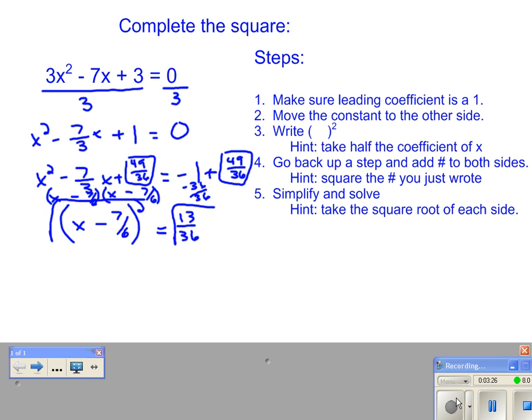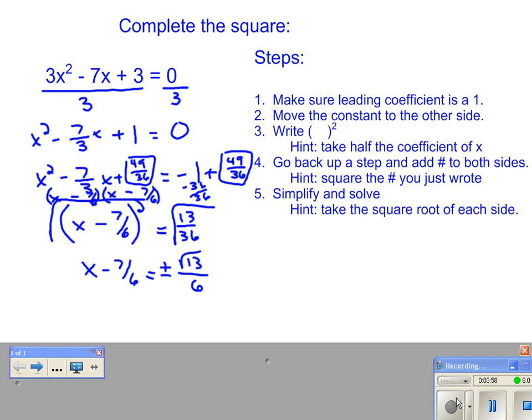On the left, the square root of x minus 7/6 quantity squared is x minus 7/6. On the right, when you take the square root, you know you're getting two answers because it's a squared. So we're going to have positive and negative. The square root of 13 you can't break down at all, but the square root of 36 is 6. Again, if you had a decimal there, you would not get that radical. So change that decimal into a fraction before you take the square root.